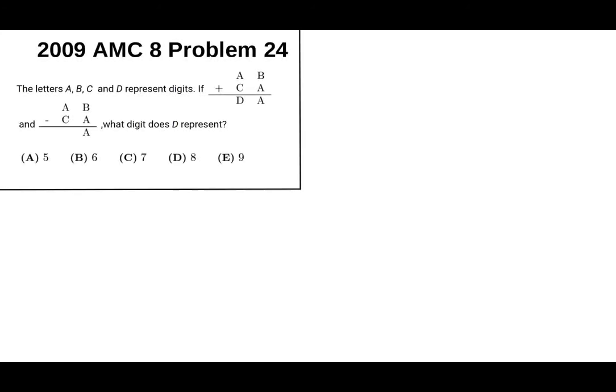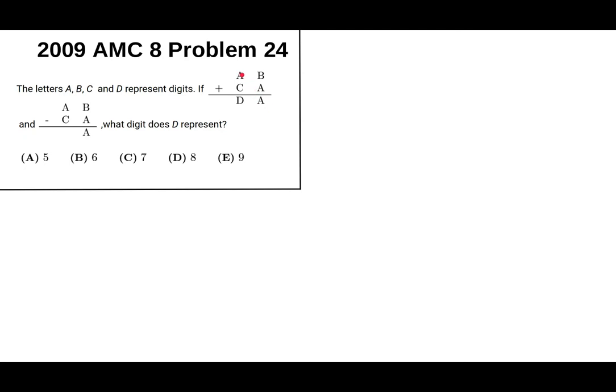Hi, today I'm going to be presenting 2009 AMC problem number 24. The letters A, B, C, and D represent digits. If AB plus CA is equal to DA and AB minus CA is equal to A, what digit does D represent?